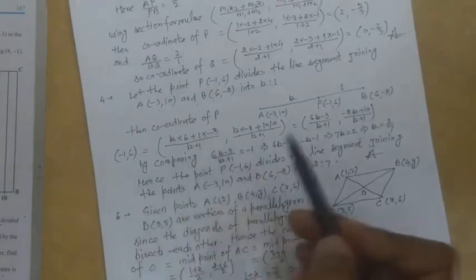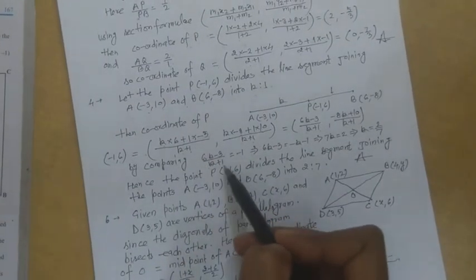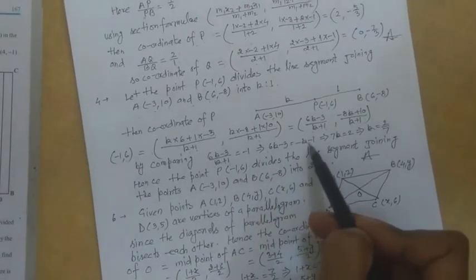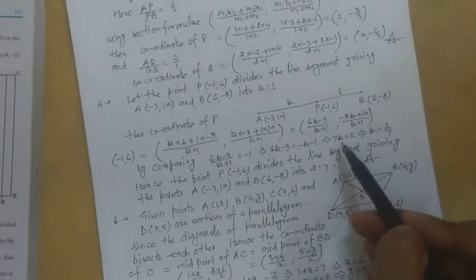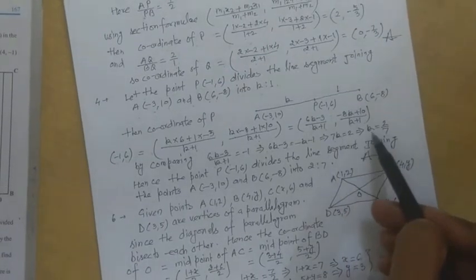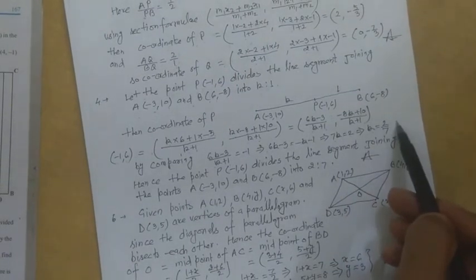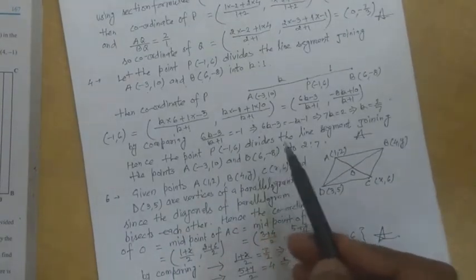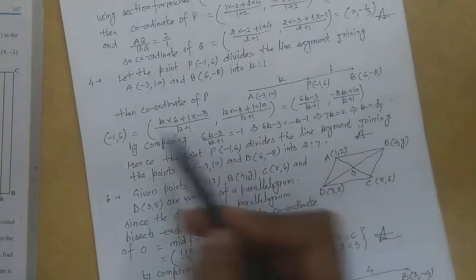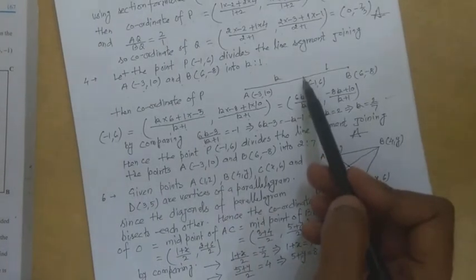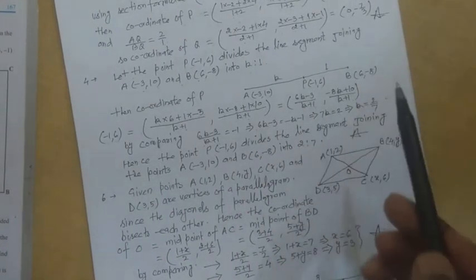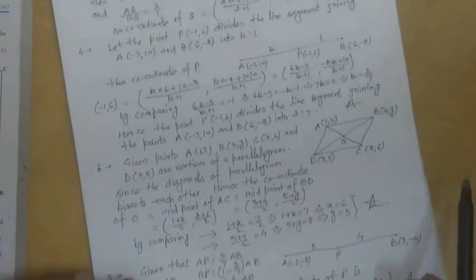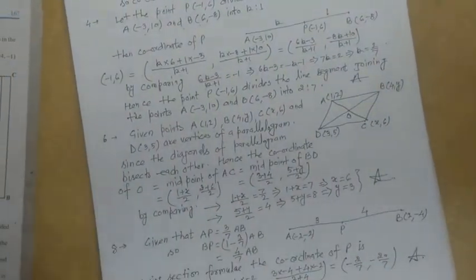Now, by comparing, we get (6K minus 3) upon (K plus 1) is equal to -1. It implies 6K minus 3 is equal to minus K minus 1. Then 7K is equal to 2. It implies K is equal to 2 upon 7. Then the point P will divide this line segment in the ratio 2:7. That is the answer.